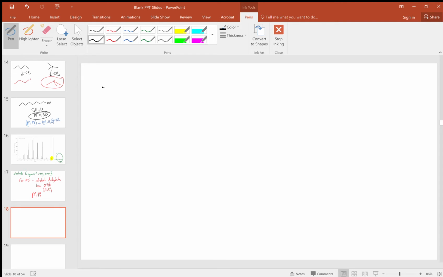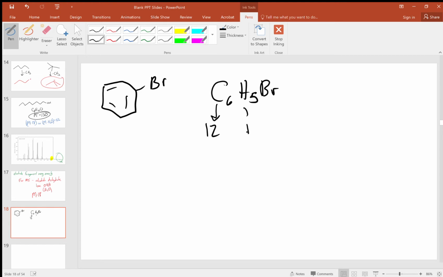So our next spectrum that we're going to look at is for bromobenzene, which has the chemical formula C6H5Br. And if you go to your periodic table and look up the masses for each of these elements, 12 for carbon, 1 for each hydrogen, and 79.9, which we'll just round to 80 for bromine, you'll expect that we would get a parent peak of 157.